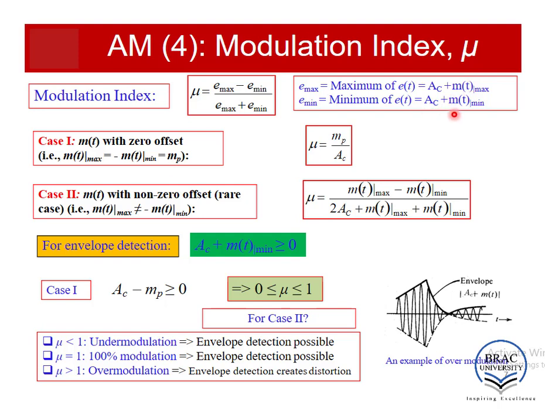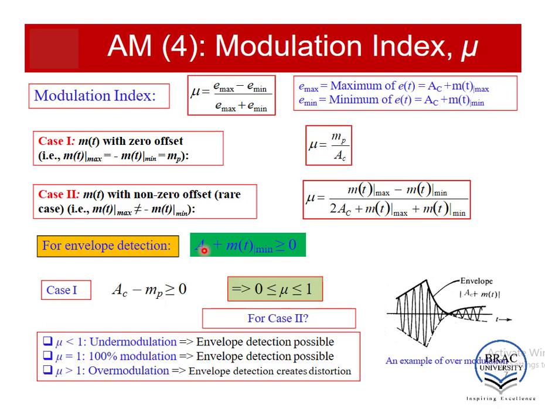If you put the values of Emax and Emin in the equation of mu, you will get mu is equal to MP by AC. Another case is where MT max is not equal to minus MT min. You can carry out the calculation using Emax equal to AC plus MT max and Emin equal to AC minus MT min and reach this conclusion. But practically this is a very rare case and we will not consider this case further in our course. So we will continue using mu equal to MP by AC, where MP is the peak value of the message and AC is the carrier amplitude.